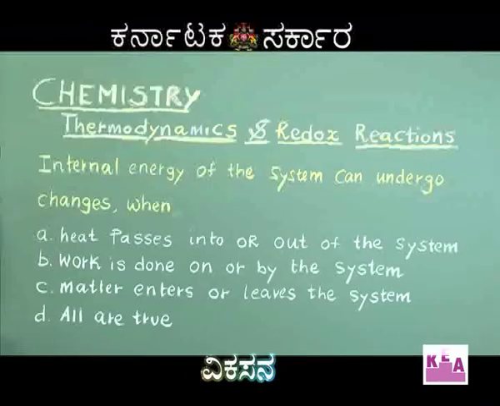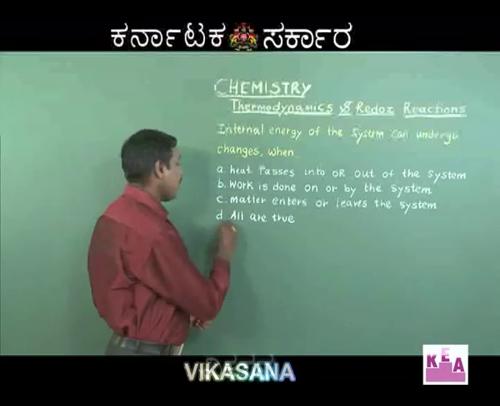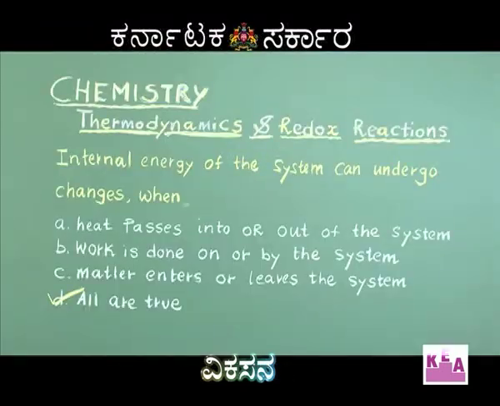Therefore, the right option is option D, all are true, meaning whenever heat passes into or out of the system, whenever work is done on or by the system, whenever matter enters or leaves the system, there is a significant amount of internal changes taking place. Therefore, option D, all are true.